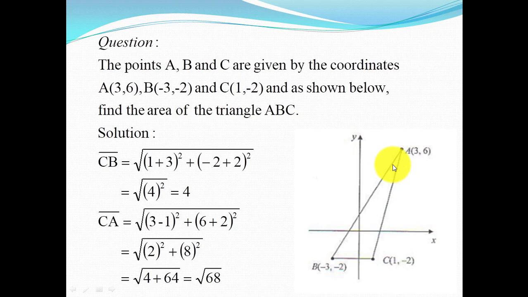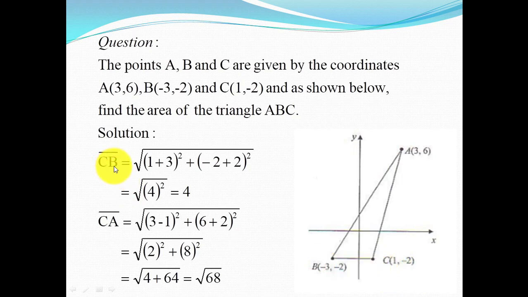From the figure it is clear that BA is the hypotenuse, BC is the base and CA is the breadth or height, whatever you want to say. Now first of all, we have to find the lengths BC and CA. CB and BC are the same thing, whatever you write. And you know well how we can find the length from two vertices.